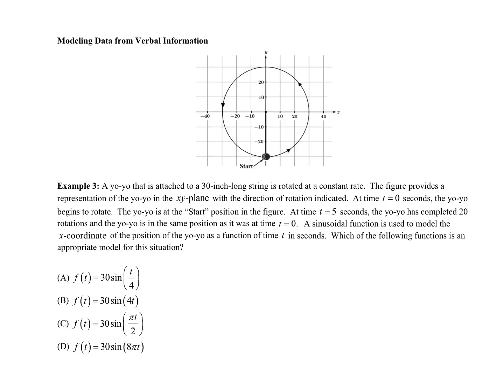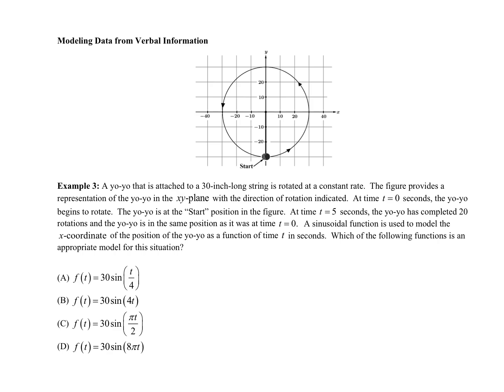A yo-yo that is attached to a 30-inch long string is rotated at a constant rate. The figure provides a representation of the yo-yo in the xy plane with the direction of rotation indicated. At time t equals 0 seconds, the yo-yo begins to rotate. The yo-yo is at the start position in the figure. At time t equals 5 seconds, the yo-yo has completed 20 rotations, and the yo-yo is in the same position as it was at time t equals 0.